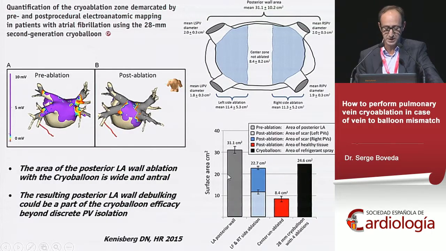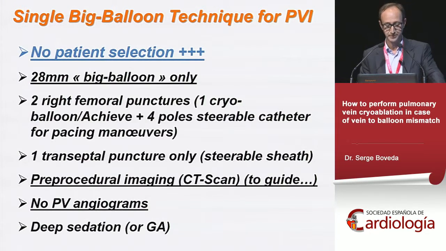This is confirmed by this very nice paper, I believe, from Königsberg, that shows that after using the 28 millimeter balloon, you can treat, here in blue, the right veins and the left veins. You can treat more or less more than two-thirds of the posterior wall with a 28 millimeter balloon. This means disconnection of the vein, but of course not only.